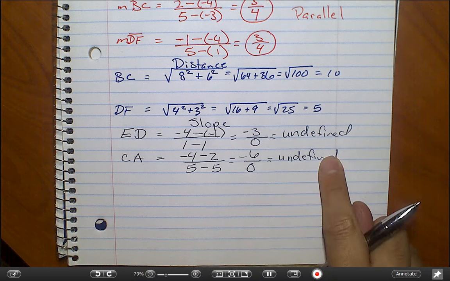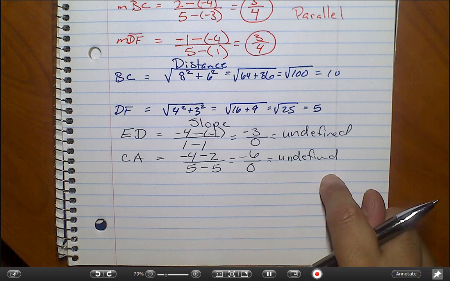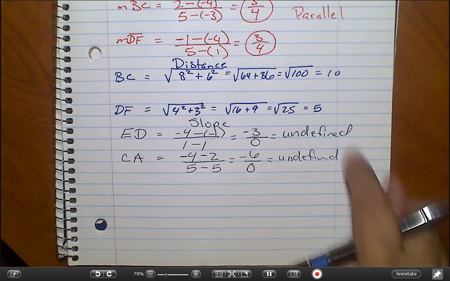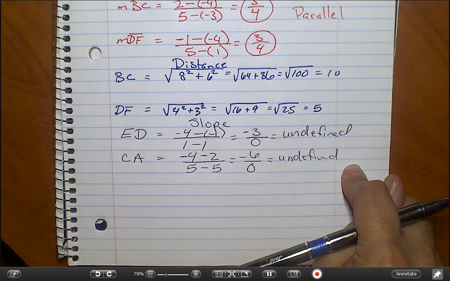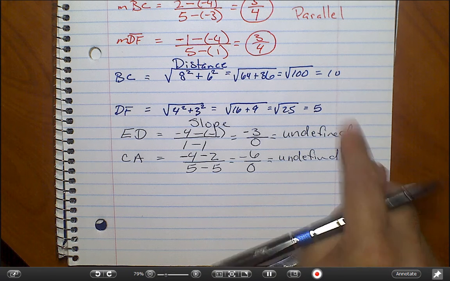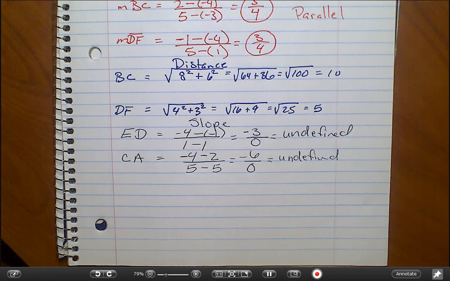Now, are they the same? That's undefined. Is that one undefined? Yeah. They're both undefined, but if they have the same slope, what does that tell me? Parallel. That's what I'm looking for. So these are going to be parallel now.